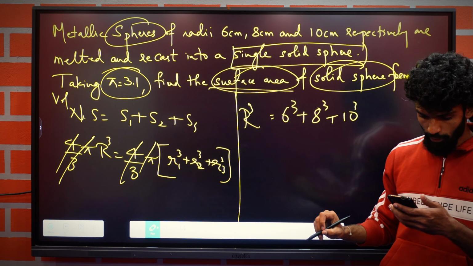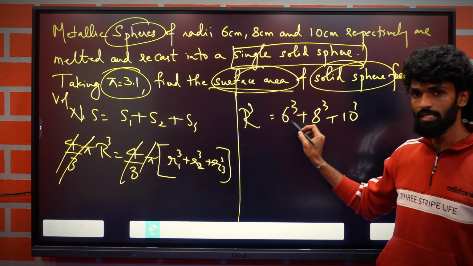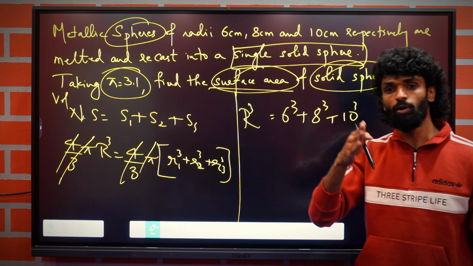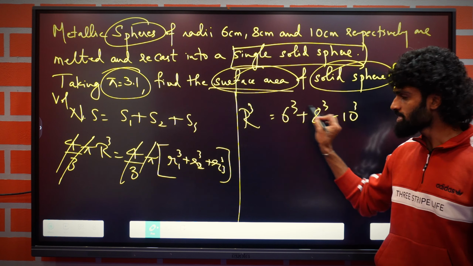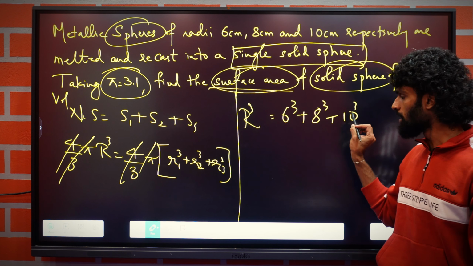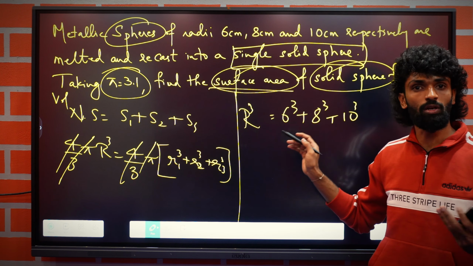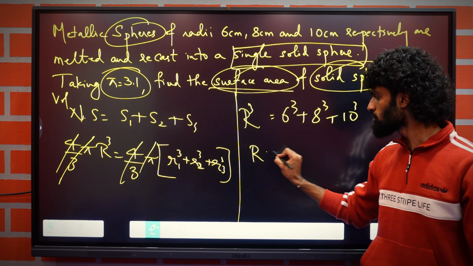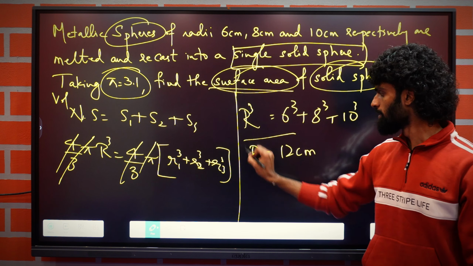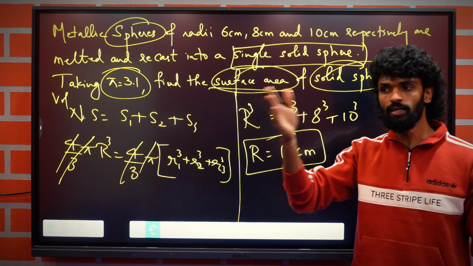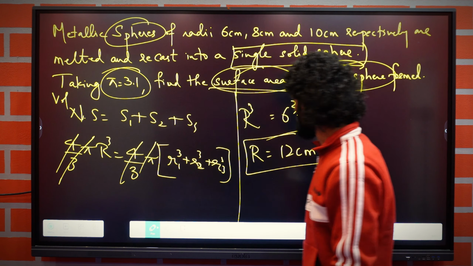Okay, there's a hint for this. If your RHS is 6, 8, 10, there's a common difference there. After 6, 8 comes, even number. After 8, 10 comes. After 10, what comes? 12. So the left hand side, the answer will be 12. Directly you can write. That's it. 6, 8, 10, 12. Now we found the value for R.